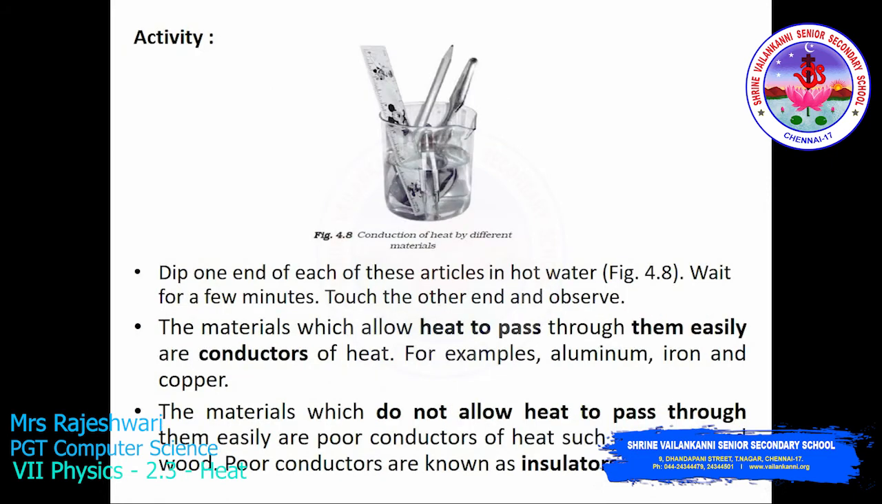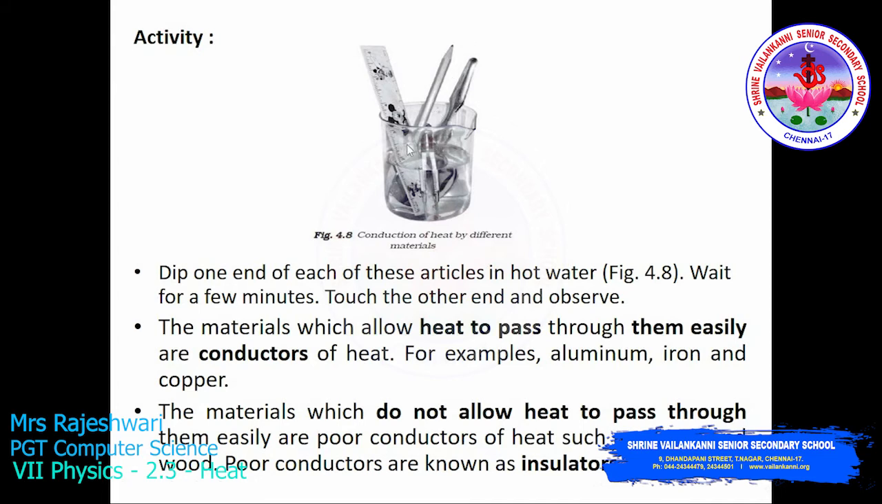One more activity you can do is take materials of different kinds, like a pencil, a plastic scale, or a spoon, and they have placed a divider in this beaker. You can take any kind of vessel, or a glass beaker like this one, pour some hot water into it, and dip one end of all the materials into the beaker. After some time, analyze whether the heat has flowed from this end to the other end, like we did in the previous activity.